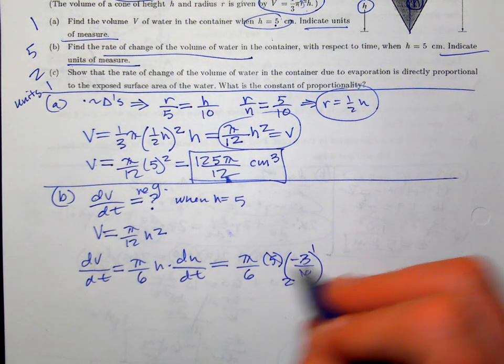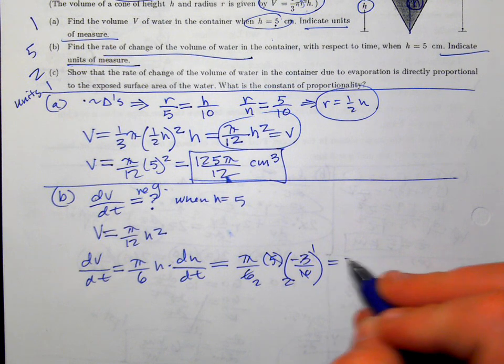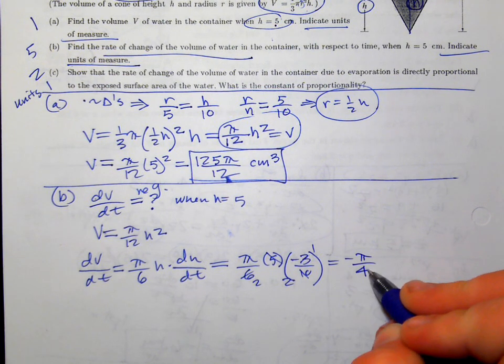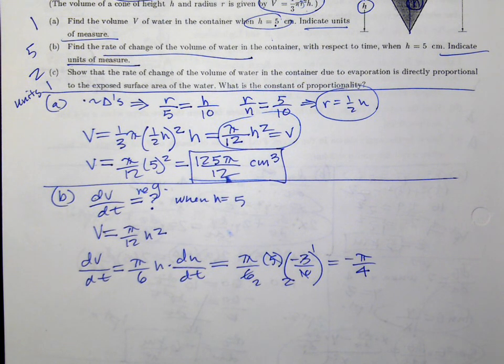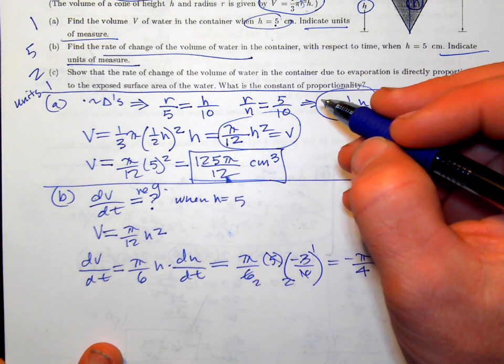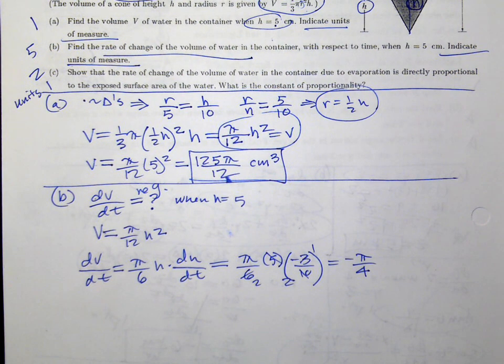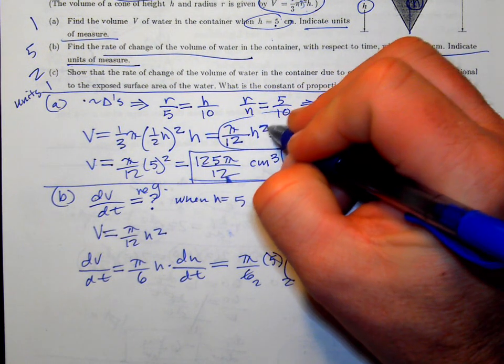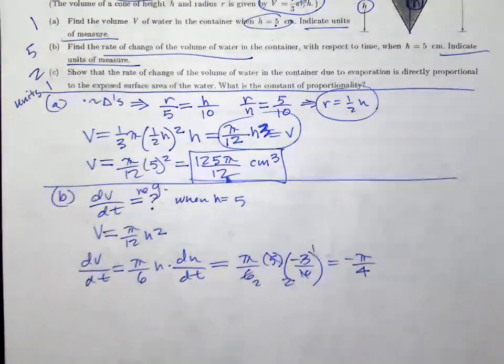So we're going to get negative pi over 4. Shoot, I messed something up. What did I mess up? Oh, yeah. Okay, I messed up right here. In fact, no, I got that one right. This should be H cubed, right? Yeah, I did mess up.